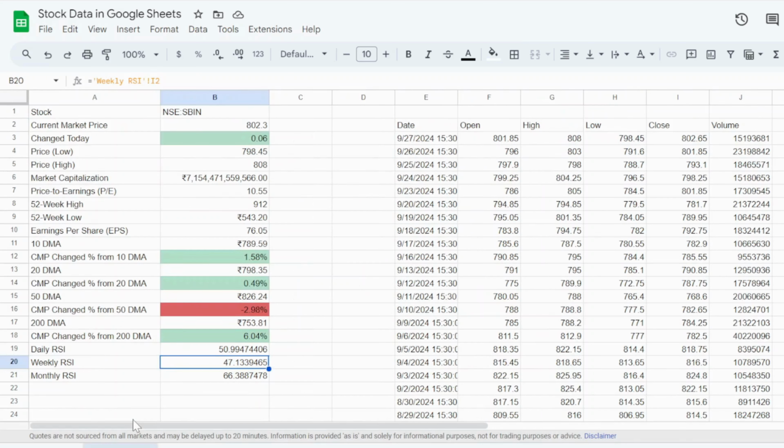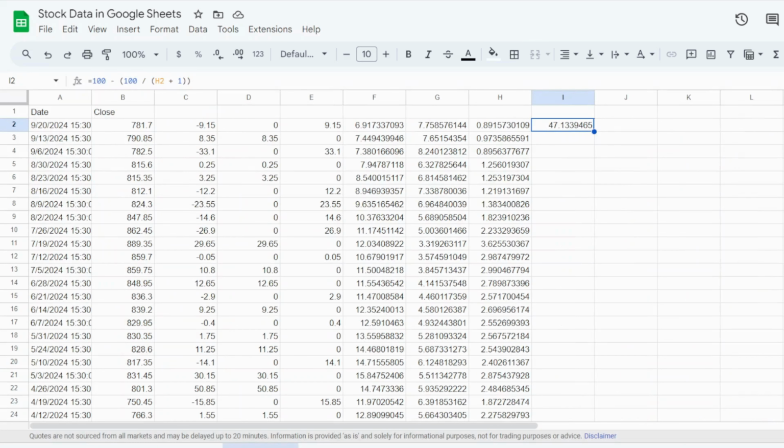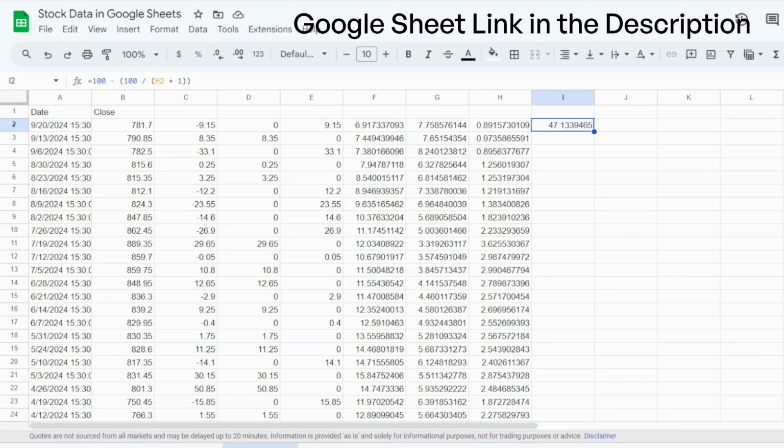I have given you the overview of how to calculate the weekly RSI as well as how to calculate the monthly RSI, and then I have also shown you how we can get all the information about the stock data directly in the Google Sheets from the Google Finance.